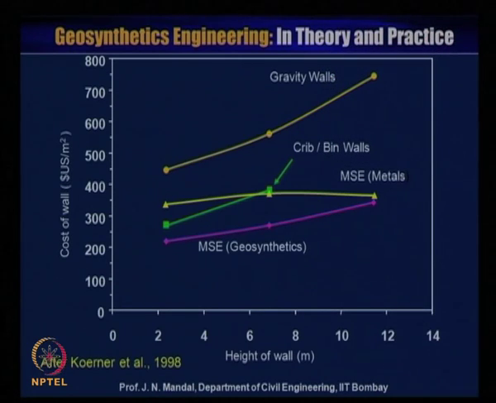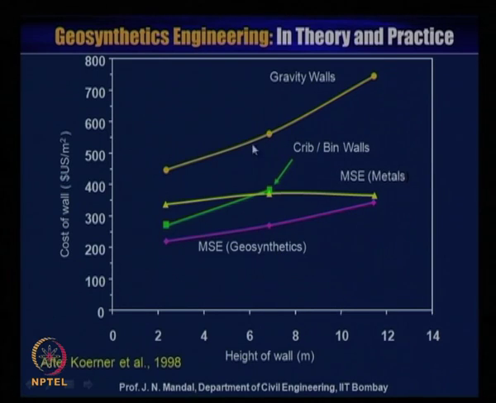Now, this figure shows the relationship between the height of the wall and the corresponding cost of the wall in US dollar per meter square. This is given by Koerner et al. 1998. You can see different types of wall. This is the gravity wall, crib or beam wall, mechanically stabilized reinforced earth wall, metal wall.